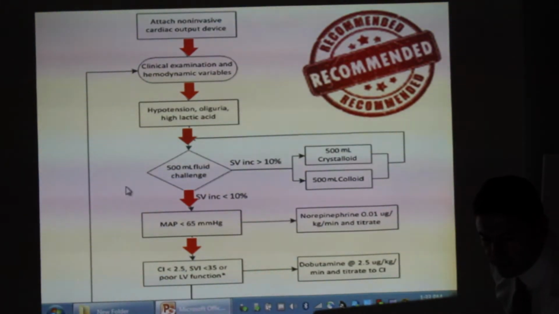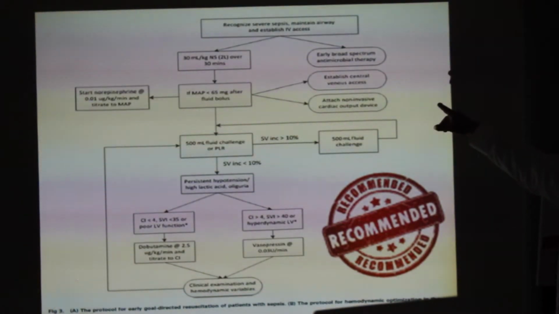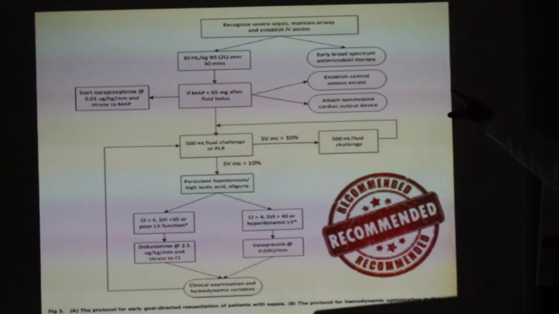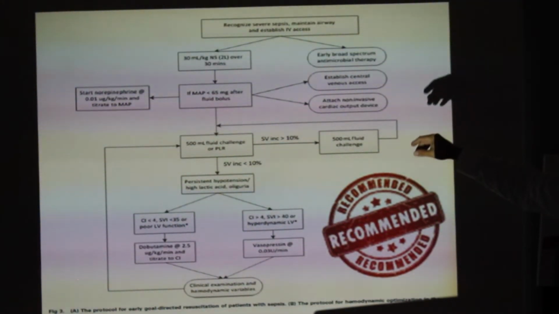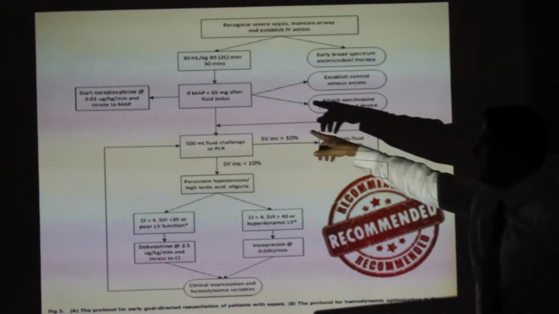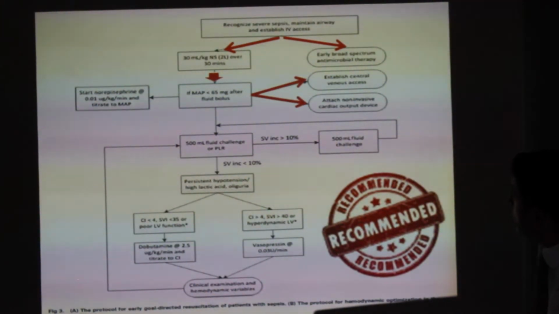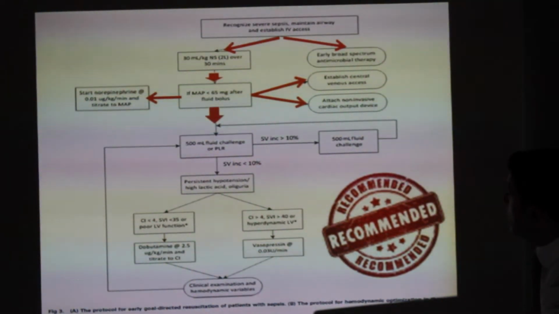One more thing here. The other one was more for cardiac patients, but this one is for sepsis. This is a protocol for sepsis. We have to recognize severe sepsis, IV access, 30 cc per kg, standard, with respect to antibiotics. If MAP below 65, then establish central venous access, attach the non-invasive cardiac output device. You can start Levo until you get your data ready.